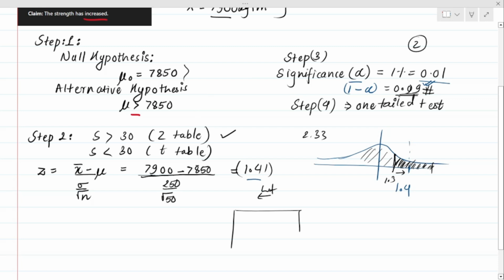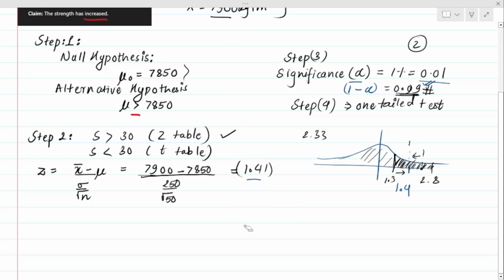But let's say that from this area 0.99 you get a z value somewhere around here, let's say 2.8. In that particular case you should understand that this value of 1.4 is lying before 2.8. So therefore this is in the null hypothesis region. Sorry, the alternative hypothesis is rejected and the null hypothesis is accepted.